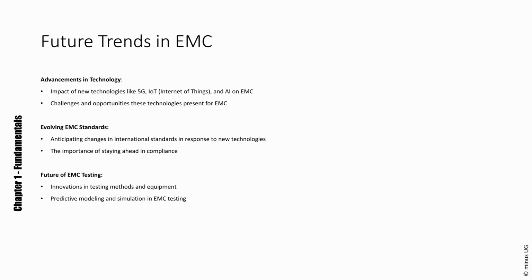Evolving EMC standards. As technology continues to advance at a rapid pace, EMC standards too must evolve to keep up with these changes. International standards organizations are continually working to anticipate and incorporate modifications in response to the introduction of new technologies like 5G, IoT, and AI. Staying ahead in compliance is crucial for manufacturers and developers, as it not only ensures adherence to legal requirements, but also enhances the reliability and marketability of their products. This proactive approach to compliance requires a keen understanding of both current standards and potential future changes, allowing for the design and development of products that are not only compliant today, but will remain so in the foreseeable future.